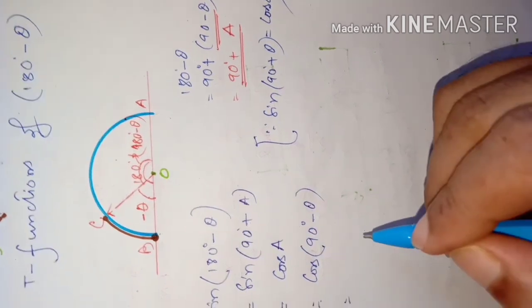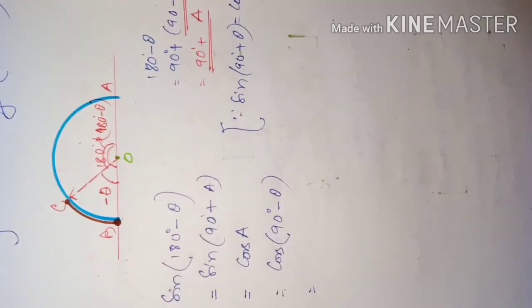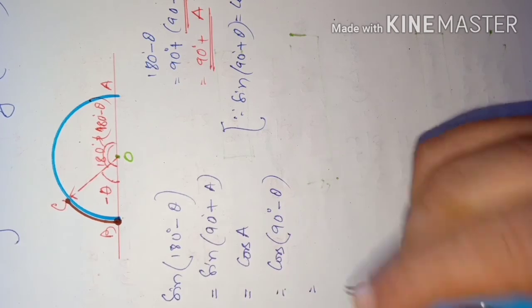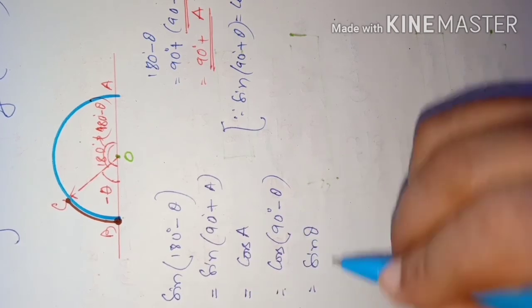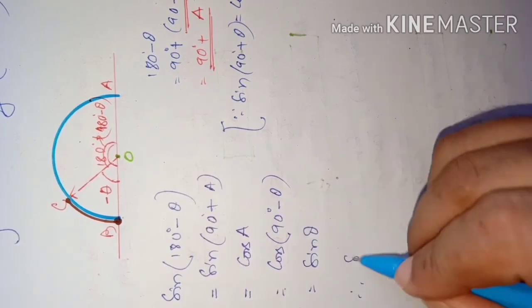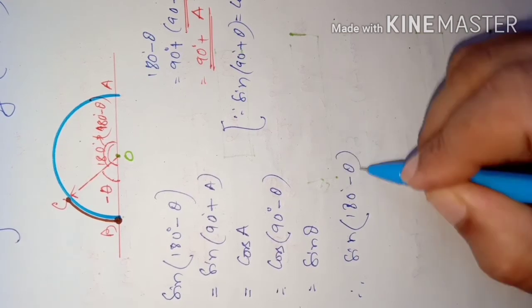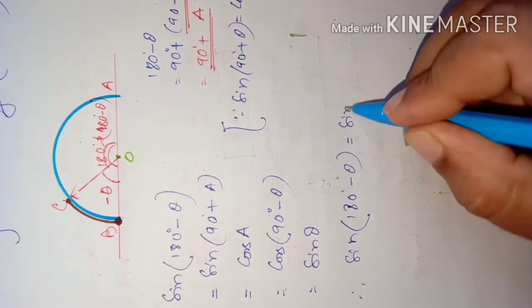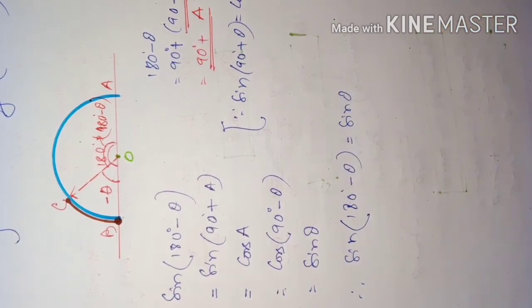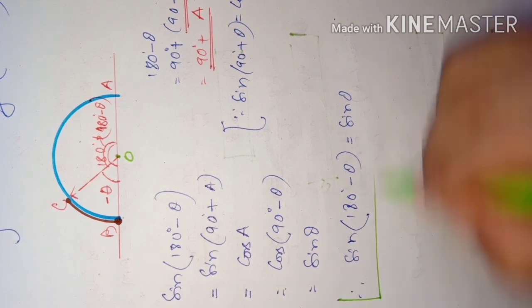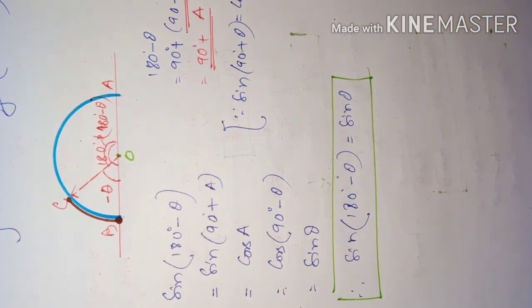Now go for the t functions of complementary angles. Cos of 90 minus theta is sin theta. So what you got? Ultimately, sine of 180 minus theta is equal to sin theta only. Dear students, understood? Sine of 180 minus theta is sin theta only.